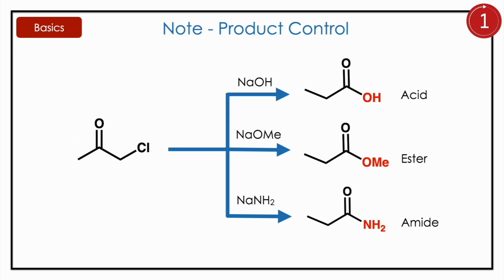Then the important basics: you can control the product by controlling the base. If you use sodium hydroxide, the end product is an acid. If you use sodium methoxide, the end product is an ester. If you use sodamide, the end product is an amide. So the concept you have to learn here is that by controlling the base, you can control the final product in Favorskii rearrangement.